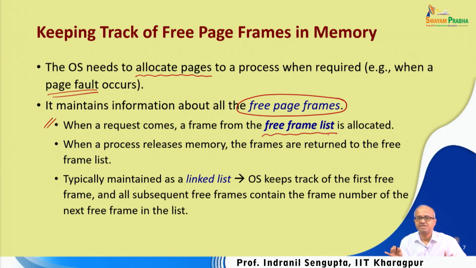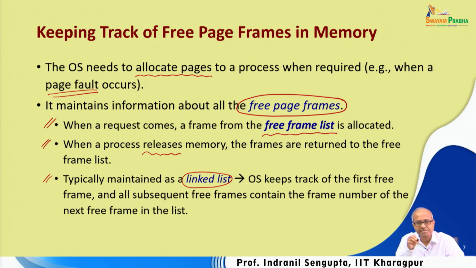Similarly, when a process has finished execution or due to some reason is being swapped back into secondary storage, all the frames that the process was occupying will be released, and all these frames will be returned to the free frame list. Now, we shall see typically this free frame list is maintained as a linked list, because this is an efficient data structure to keep track of this kind of dynamically growing list. The list can grow or shrink depending on the requests and releases.